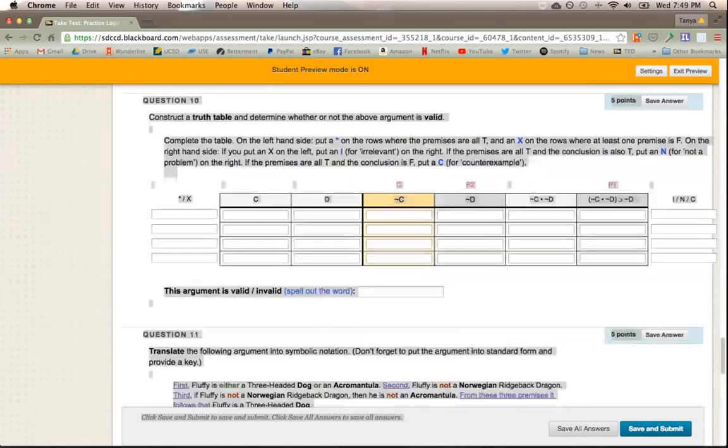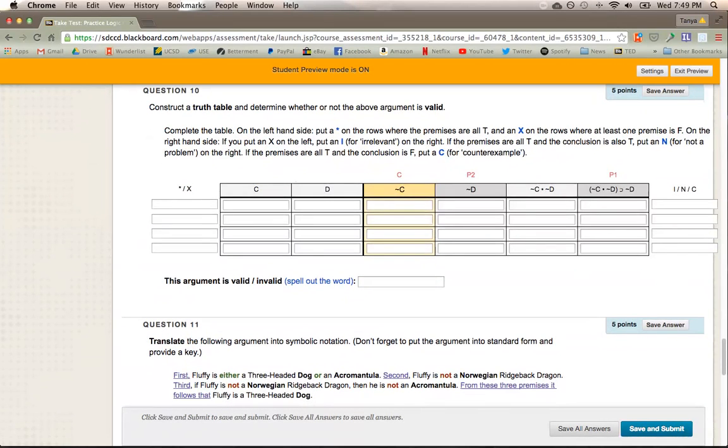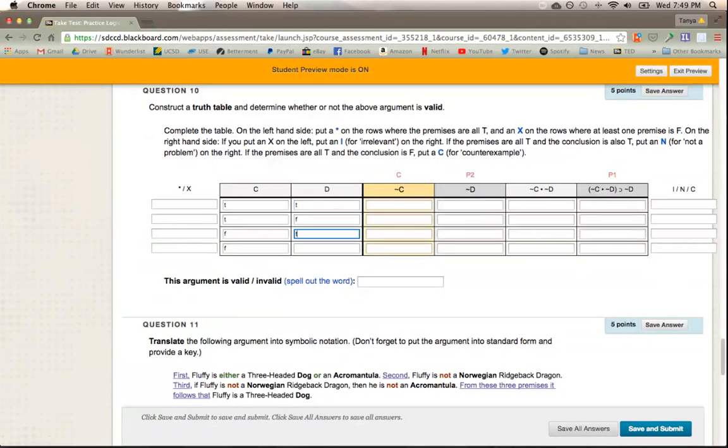Okay, finally, let's fill in the truth table here. So we've got two atomic statements, C and D. It's always start with the atomic statements, and they are always the same. T, T, F, F, T, F, T, F.